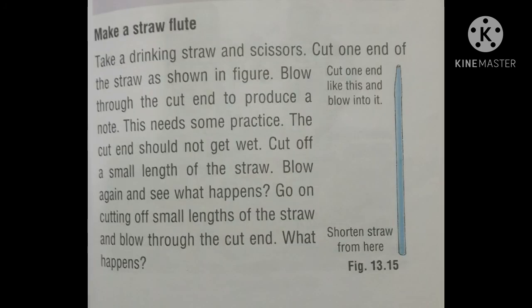Make a straw flute. Children, you can make a flute with the help of a straw. For this, take a drinking straw and scissors. Cut one end of the straw as shown in the figure. Blow through the cut end to produce a note. This needs some practice. The cut end should not get wet.